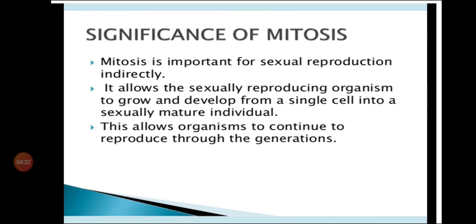Mitosis is important for sexual reproduction indirectly. It allows the sexually reproducing organisms to grow and develop from a single cell into a sexually mature individual. This allows organisms to continue to reproduce through the generations. So mitosis is playing a very significant role, and it is helpful for the distribution of genetic material DNA.